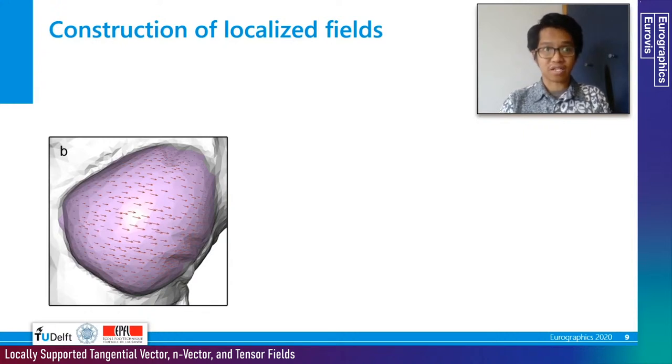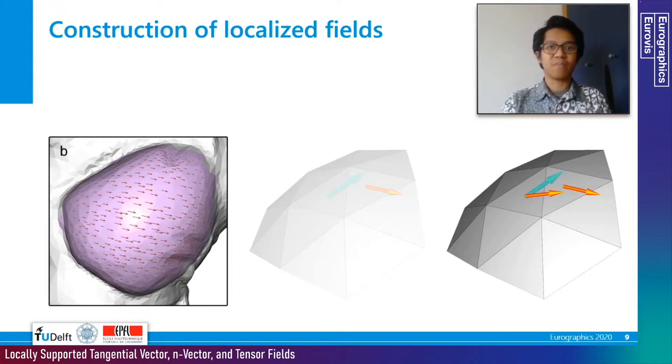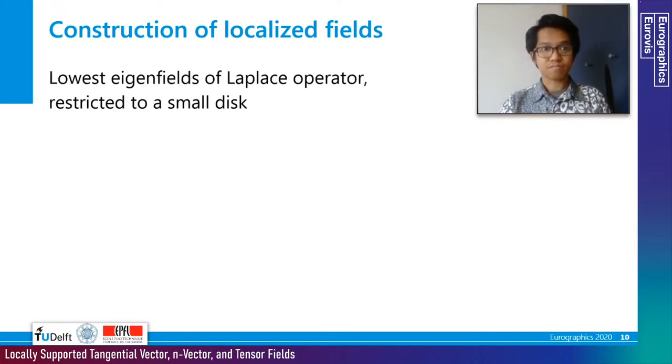How to get that? For each edge of the mesh, the energy sums the squared length of the difference of the two vectors on the triangles adjacent to the edge. And to measure the difference, one vector needs to be parallel transported to the other triangle. And to construct a field in the region, we compute a minimizer of the Dirichlet energy of all fields that vanish outside of the region and have unit L2 norm.